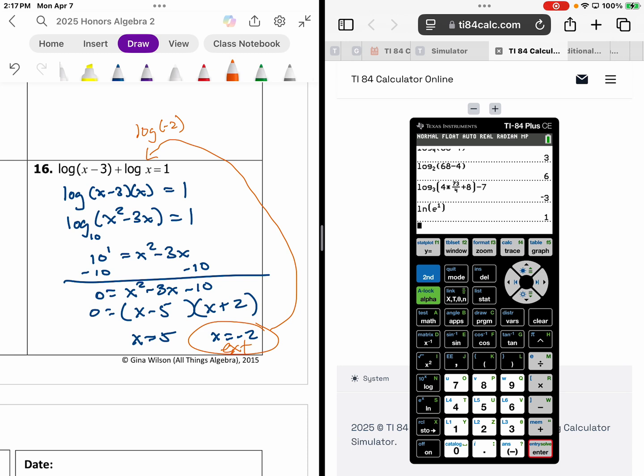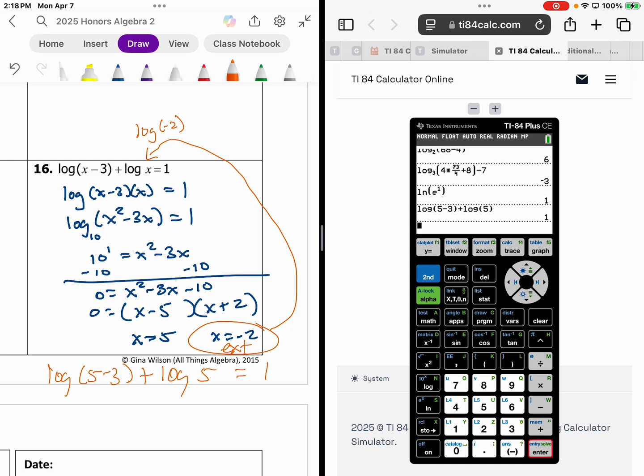Now, if I put 5 in there, is the log of 5 minus 3 plus the log of 5 equal to 1? So now let's type that in: the log of 5 minus 3 plus the log of 5. Hey, you're 1. Sweet. So that tells me that's my solution.